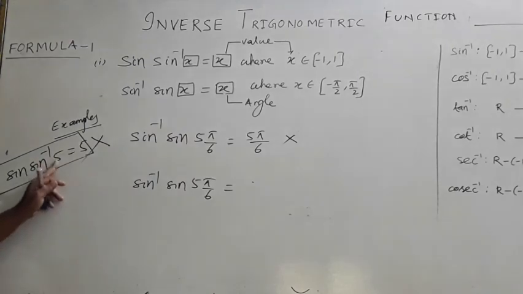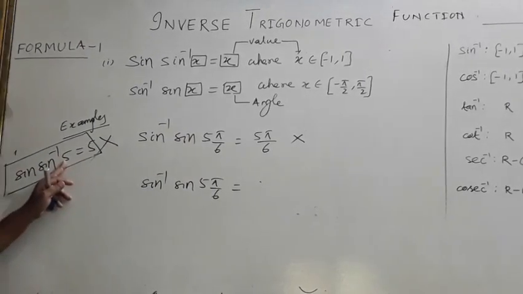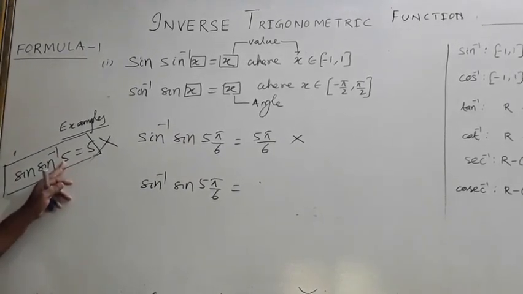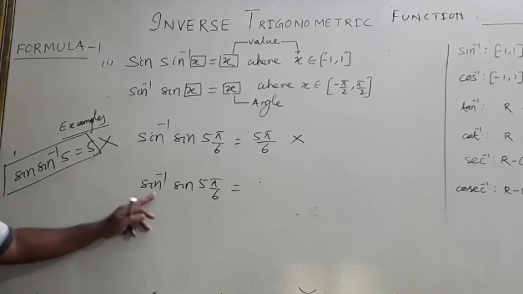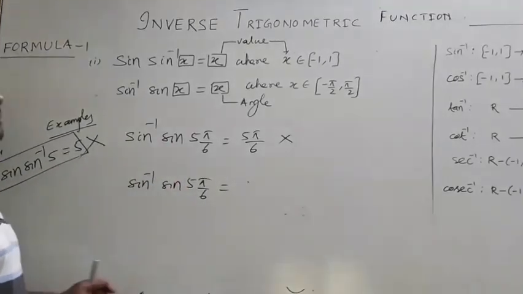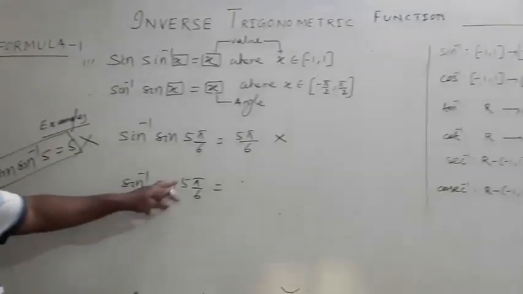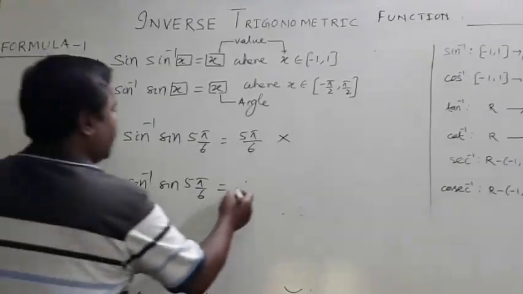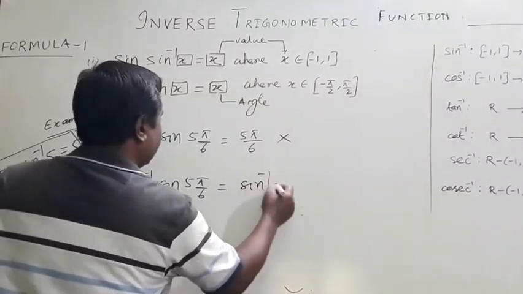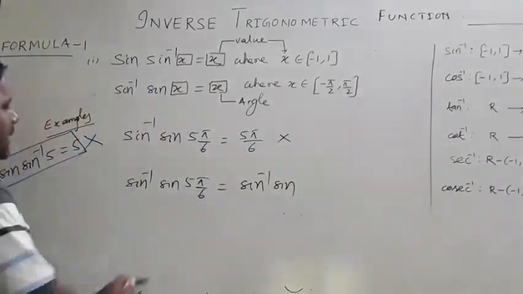After sine inverse, what will come? The value must be within minus 1 to 1 for sine, but here the angle must be between minus pi by 2 to pi by 2. Sine inverse sine 5 pi by 6. Now what am I writing? Sine inverse sine 5 pi by 6.